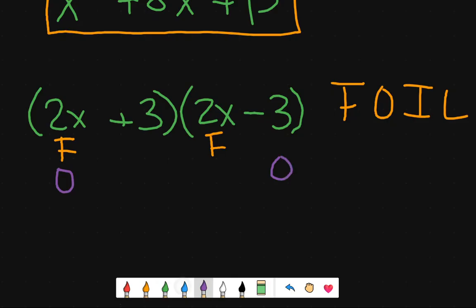What are the I's here? The inner terms are the positive 3 and the positive 2x. And what are the last terms that we have here? We have a positive 3 in the first parentheses, and then we have a negative 3 in the second parentheses. So that's what we need to multiply, okay? So we'll need to multiply the terms that you see first and first, outer and outer, inner and inner, and last and last. So let's do that now.